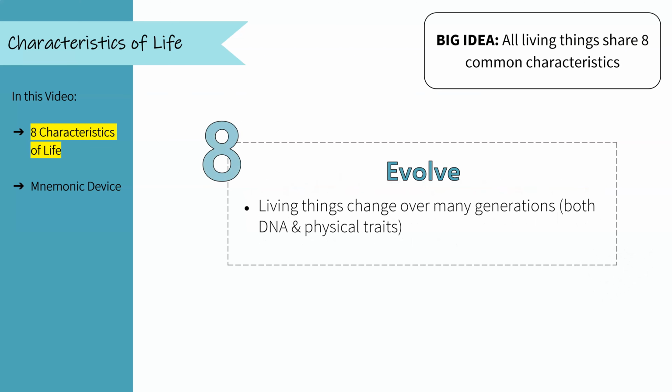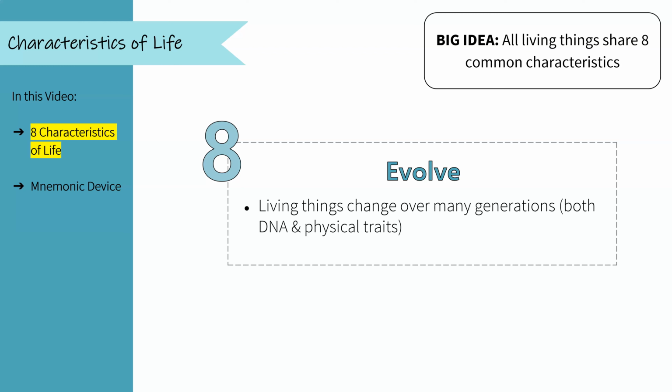Finally, all living things evolve. Evolution is changes over many generations and includes both DNA and physical traits. When we're talking about evolution, we're talking about something called natural selection. So living things that have traits that help them survive are more likely to survive. And we'll talk about this a lot more later this year.